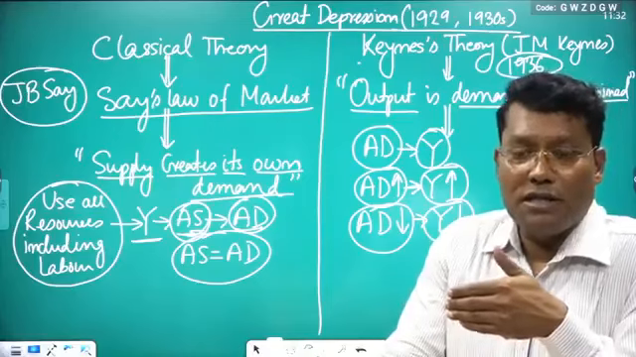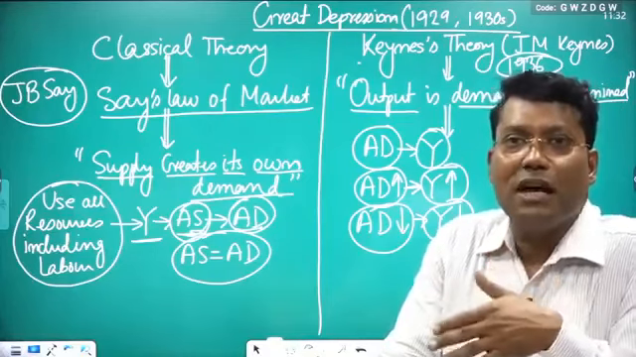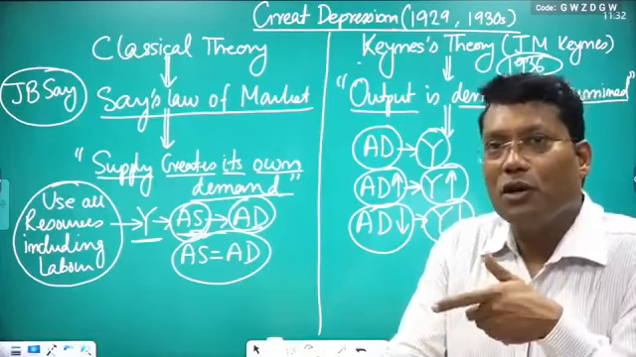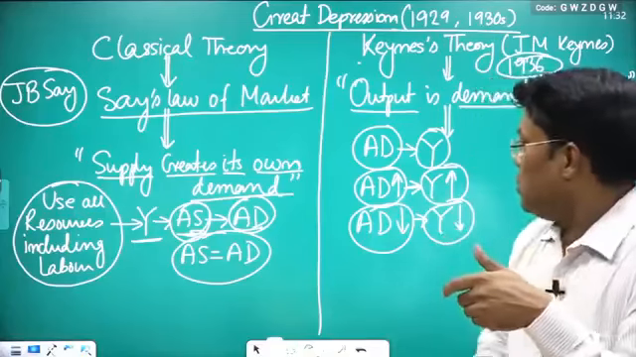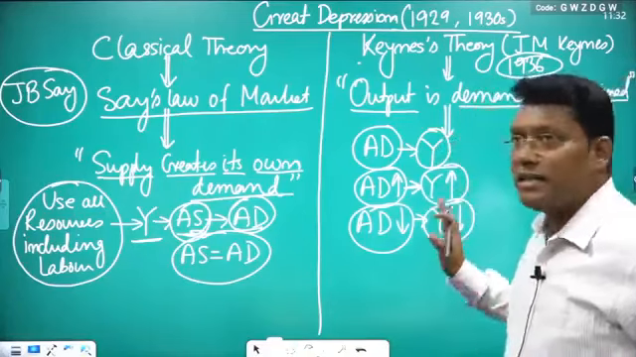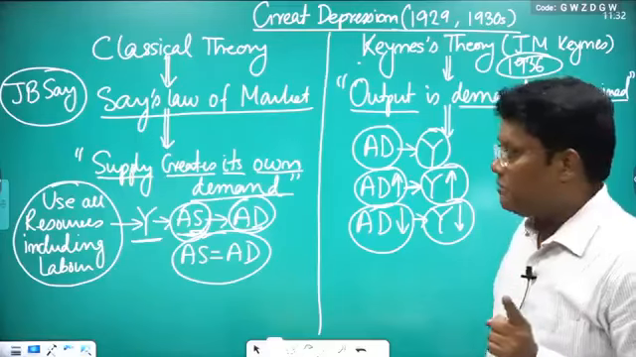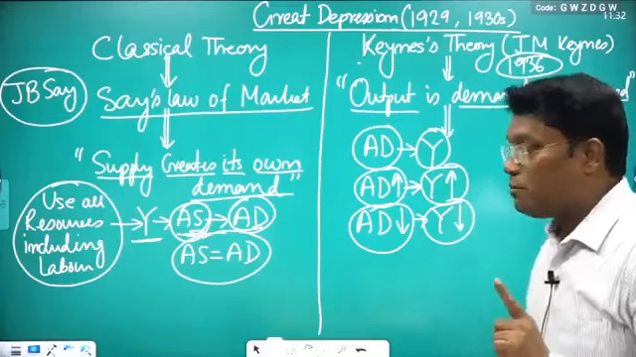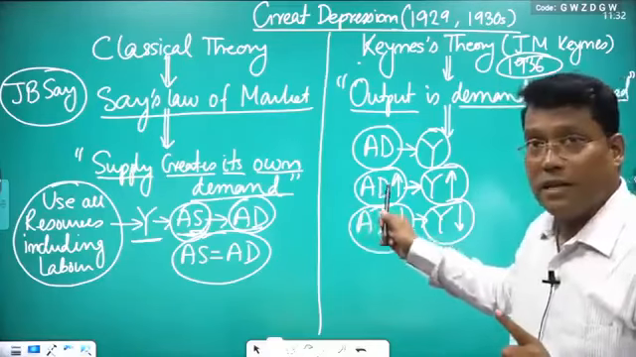Clear? Because you understand, if you produce and you are not able to sell, then you are going to incur a loss for that. So this is what the Keynesian theory is saying, that output is demand determined. On the basis of that, it did not work, it failed.